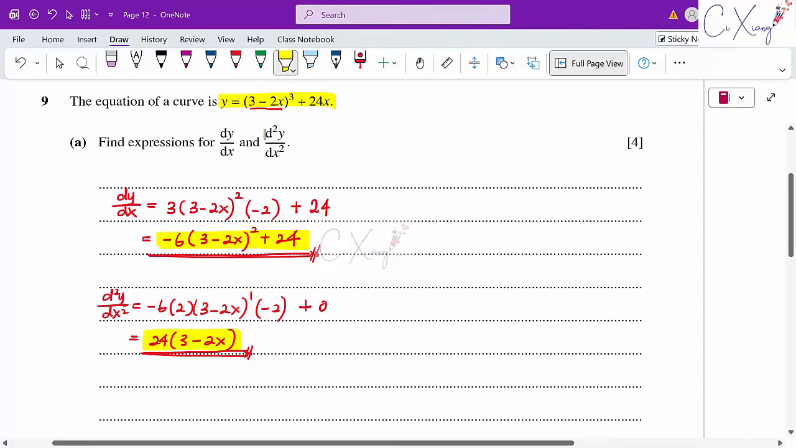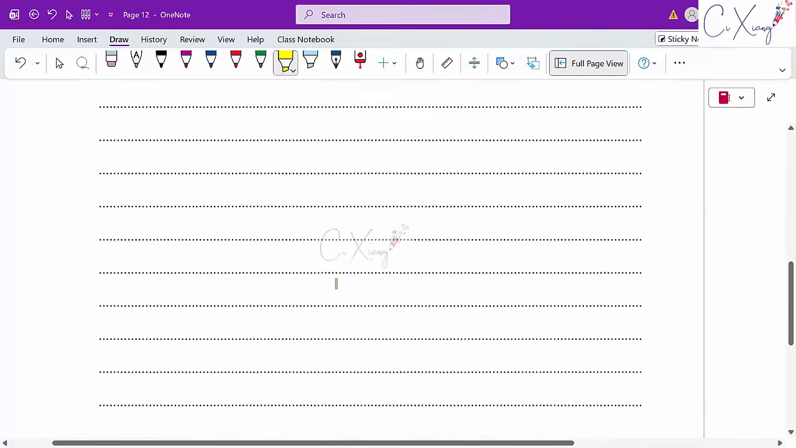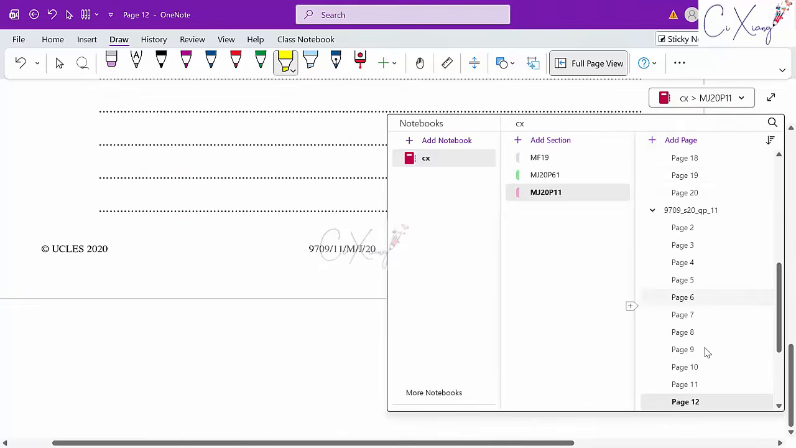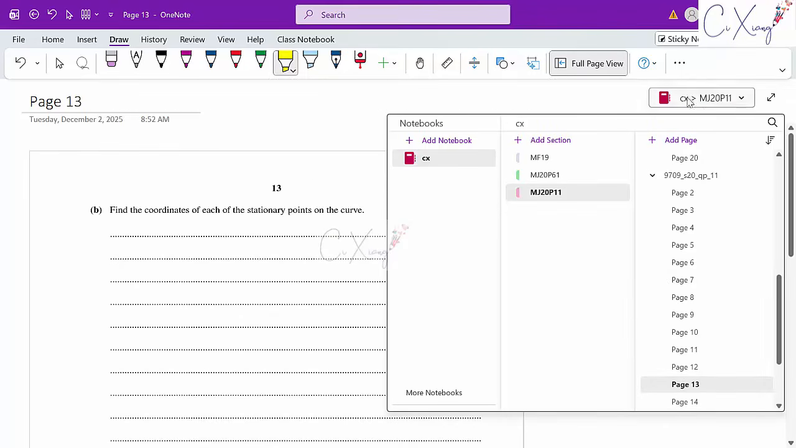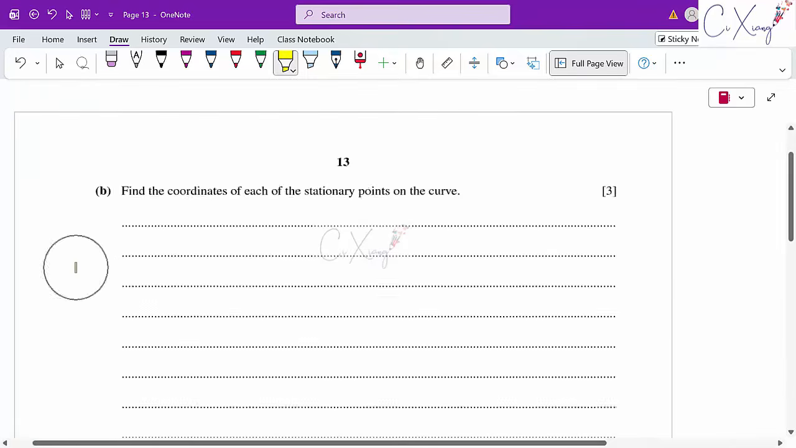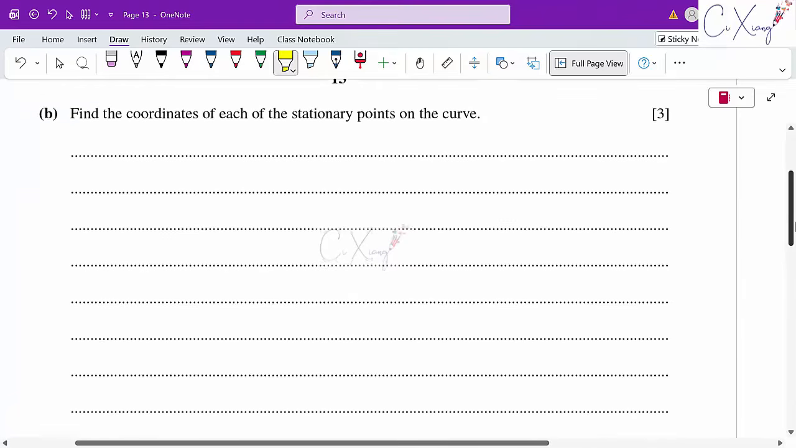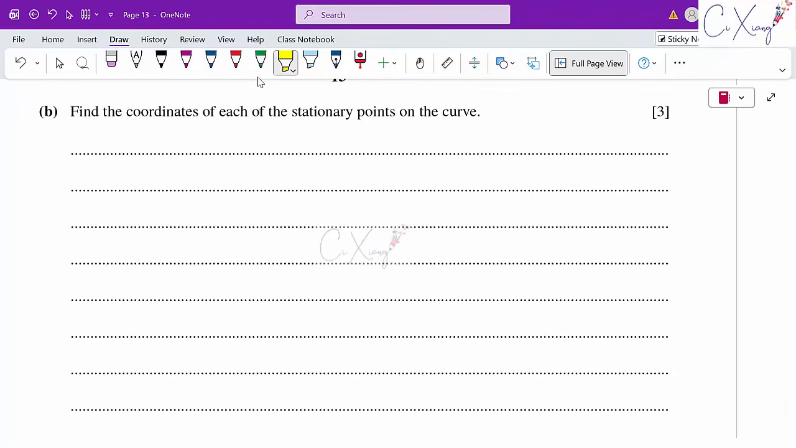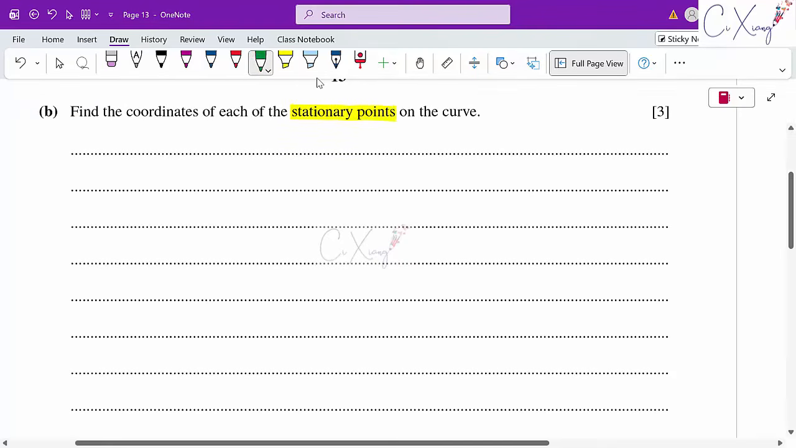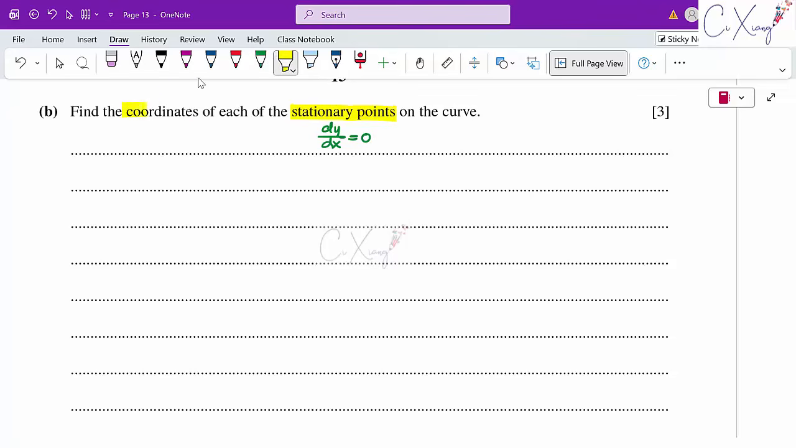Then let's proceed to part B. For part B, they want us to find the coordinate of each of the stationary points on the curve. To find the stationary point, every time you need to try and link it with the concept of dy/dx equals 0. When you solve this equation, you will have the x coordinate for the stationary points. Then for this question, they're asking for coordinates, yeah?